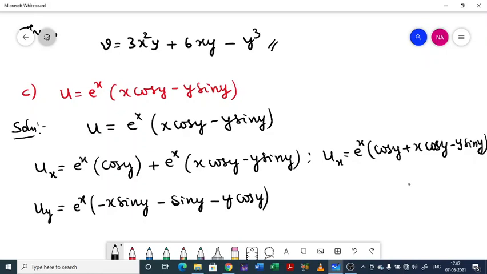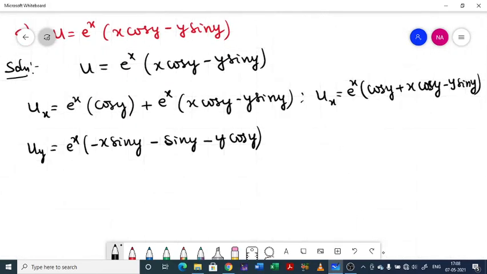Okay, I need to find u double x also, right? Oh, forgot it. That implies uy equal to e power x, you can take outside, it will be minus x sin y minus sin y. Okay, I'll try again. So minus will take outside, it will be sin y plus x sin y plus y cos y.